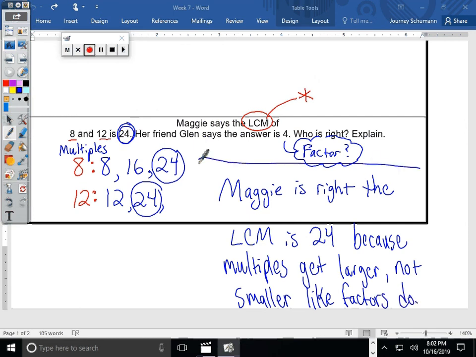Maybe there's a better way of writing this out, but I'm thinking to myself, I know factors get smaller. I wonder if I made T-charts for 8 and 12, if I might find a 4 in there somehow. But I know multiples usually mean more. The number's going to grow or multiply.